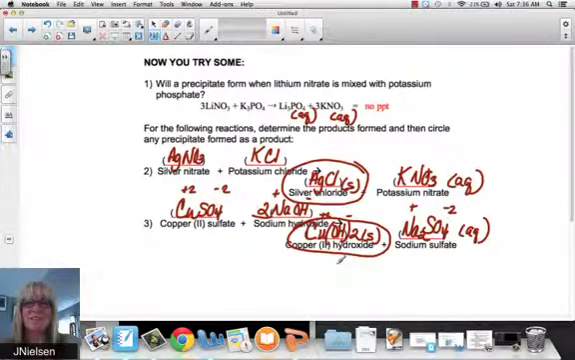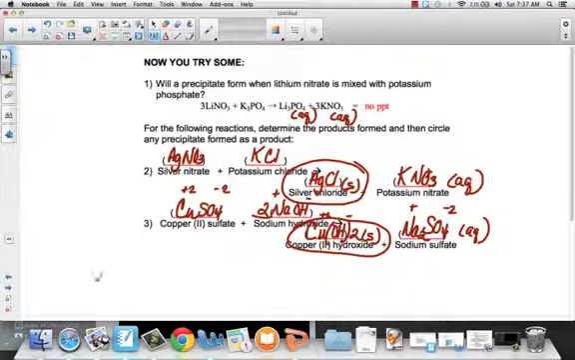Okay, I'm just going to finish up with a quick video clip that shows you the actual formation of a precipitate so you know what to look for when we do a lab on this.